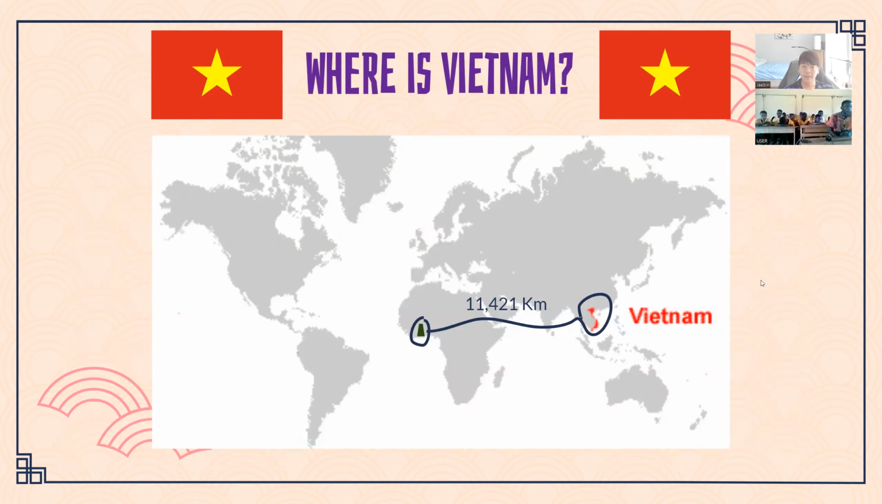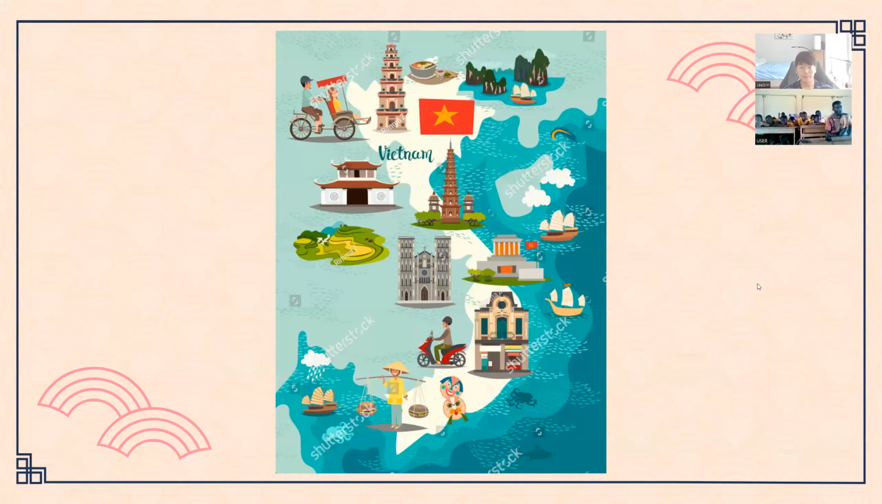And where is Vietnam? It's around here in the world map. And Ghana is around here. So it's 11,421 kilometers away from Ghana. And you can see both where they are located. Okay. If you get a closer look, it's again by the ocean. So a lot of famous places are around the ocean, and it's quite slim, making it the shape of a J, sort of. And then there are also a lot of temples and nature that is related to Vietnam.